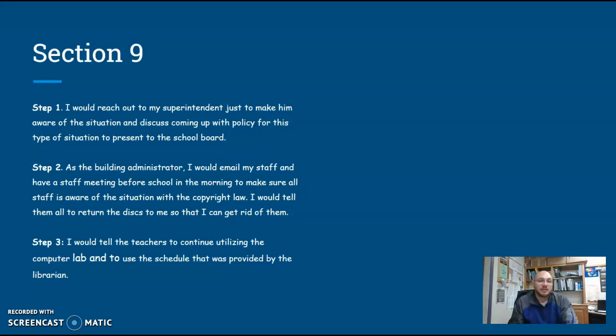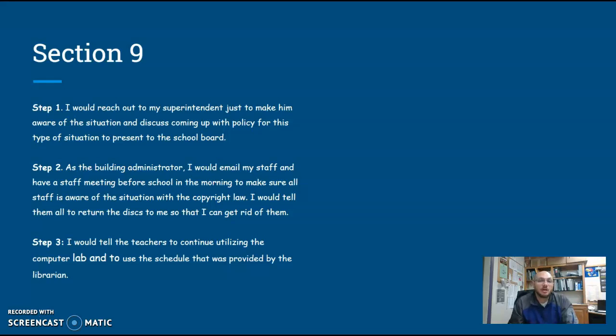I then, as the building administrator, if I was Mr. Sample, would email my staff and have a staff meeting. Something quick in the morning or whatever. Make sure they're all aware of the situation, the copyright law, and what the severity of it is. Make sure they return the disc and get rid of it off their computers, and then go from there.